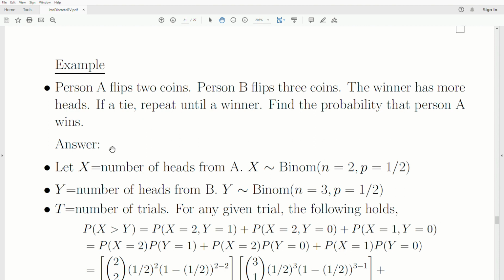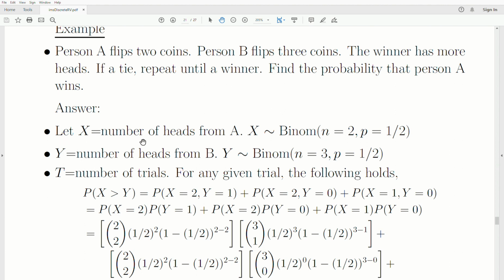Now here's an example. Person A flips 2 coins. Person B flips 3 coins. The winner has more heads. If a tie, repeat until a winner. Find the probability that person A wins.